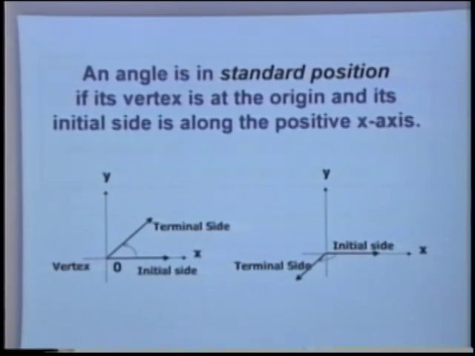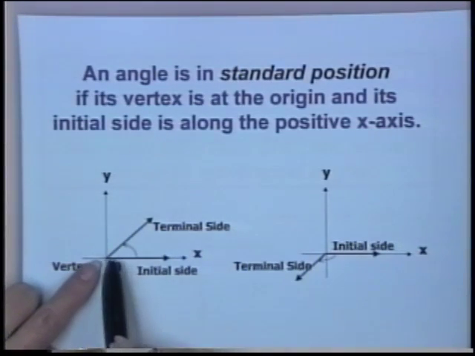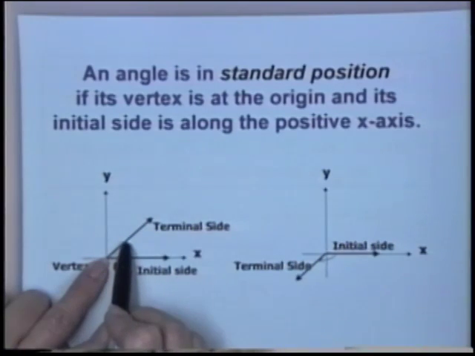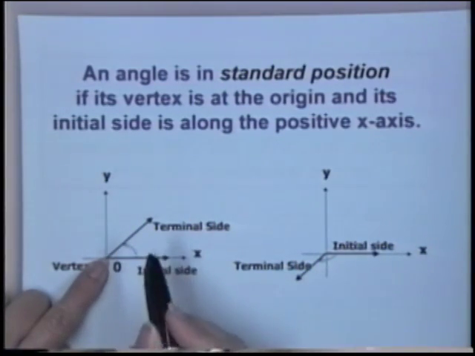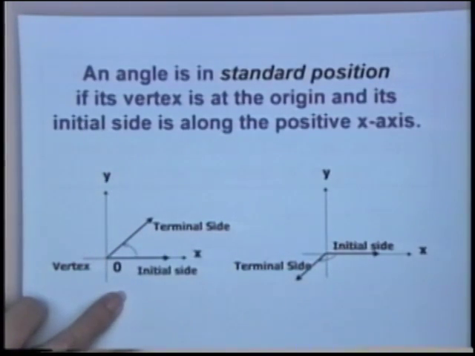When we talk about an angle in standard position, that means that its vertex is at the origin and its initial side is along the positive x-axis. Now, notice my x-axis and my y-axis. Here's my initial side with the endpoint, the vertex, at the origin. I rotate it in a positive direction, which is counterclockwise, and there is my terminal side.